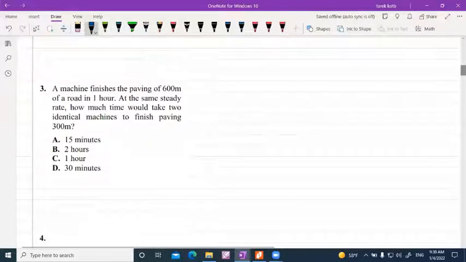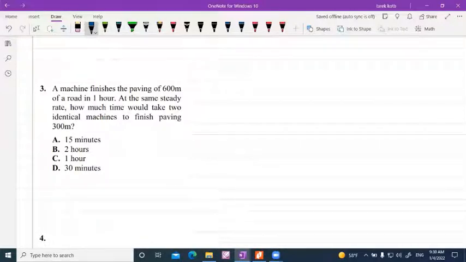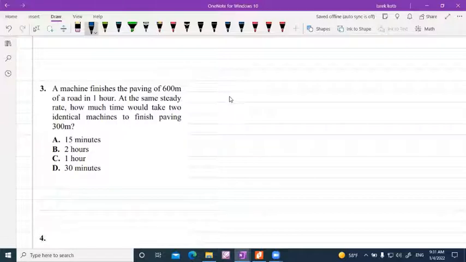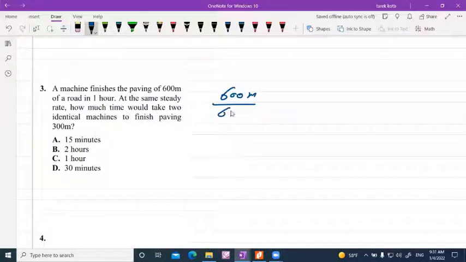Number 3. A machine finishes the paving of 600 miles of road in 1 hour, at the same steady rate. How much time would it take 2 identical machines to finish paving 300 miles? This machine finished 300 miles in 1 hour. 1 hour means 60 minutes.